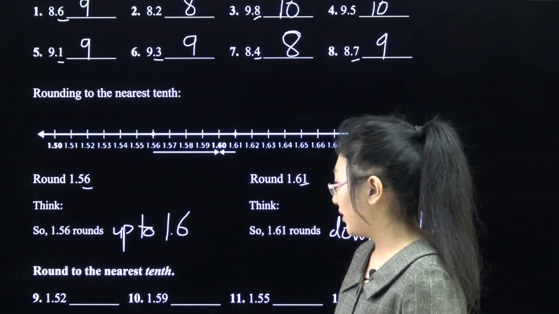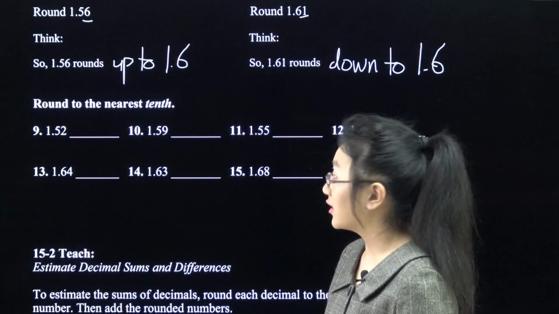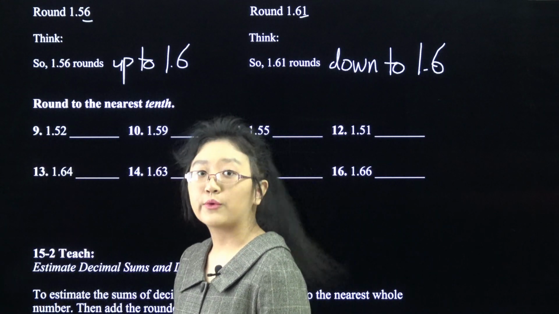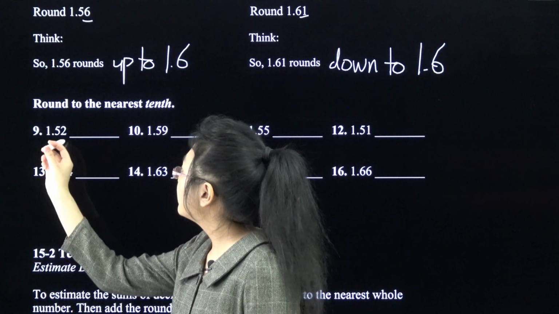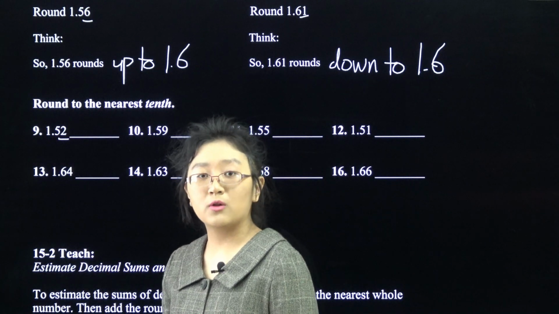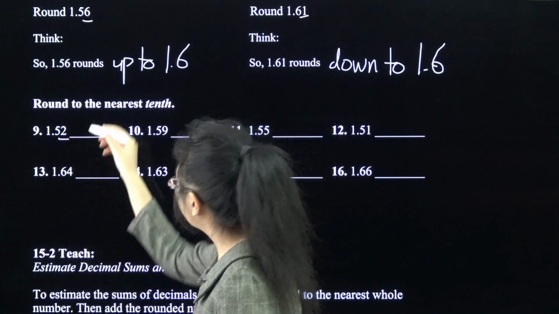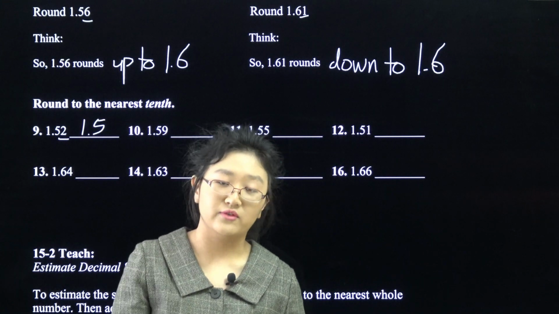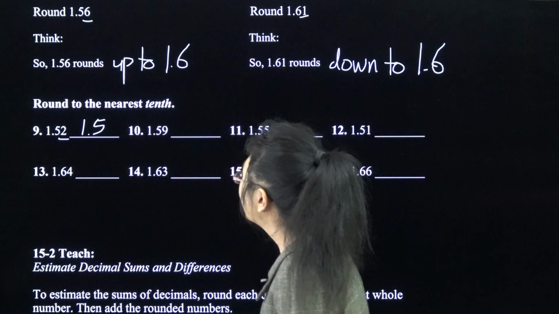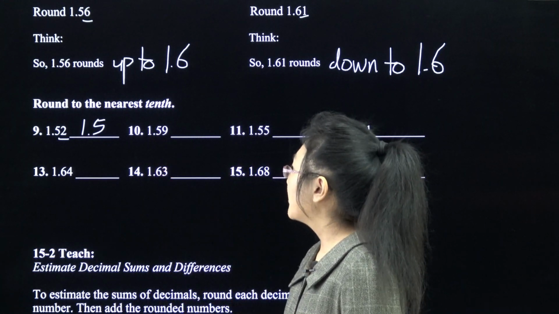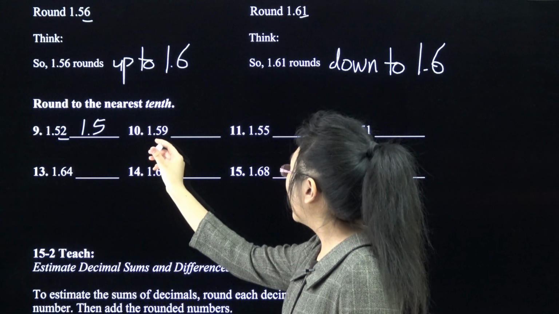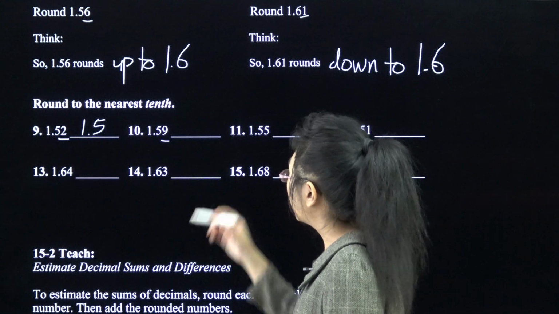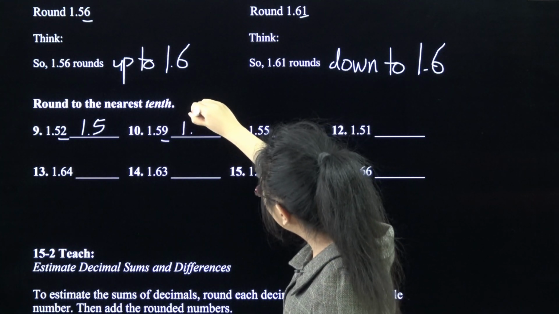So let's do some practice problems and forget about the number line. Round to the nearest tenth. 1.52. What's in the hundredths place? 2. Is 2 smaller than 5? Yes, so we round down to 1.5. You can put 1.50, but that's a little bit extra. 1.59 is, well, the hundredths place smaller than 5? No, so we have to round up to 1.6.